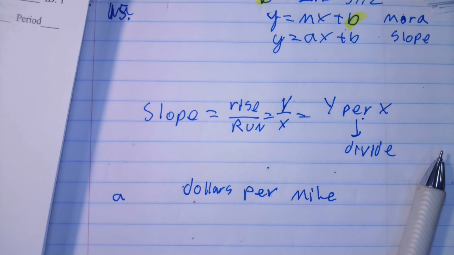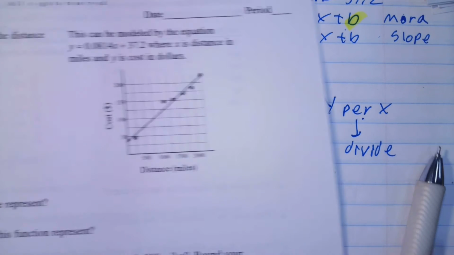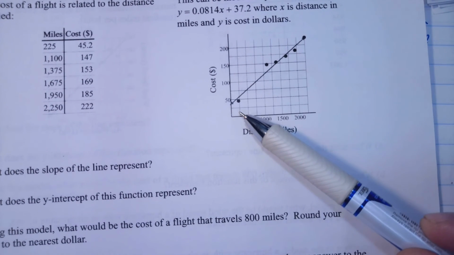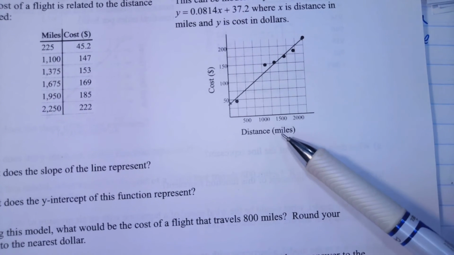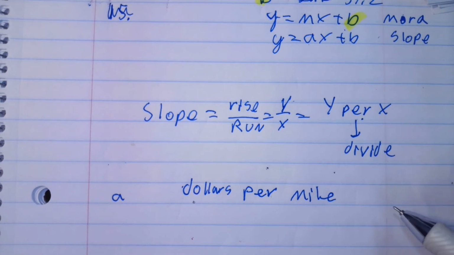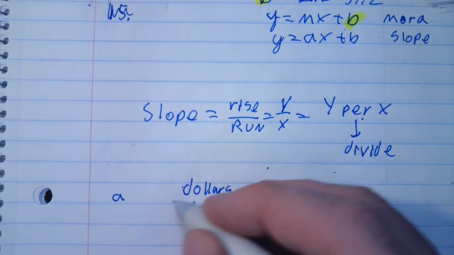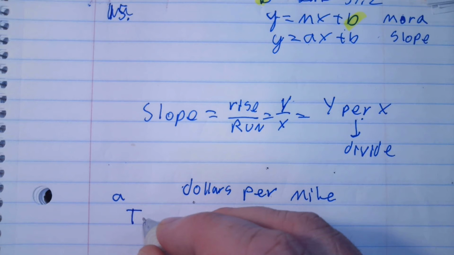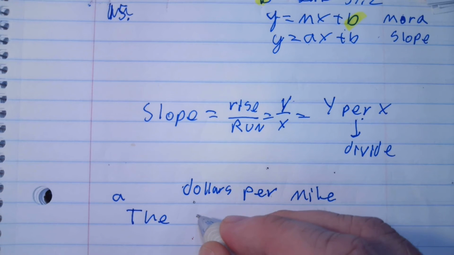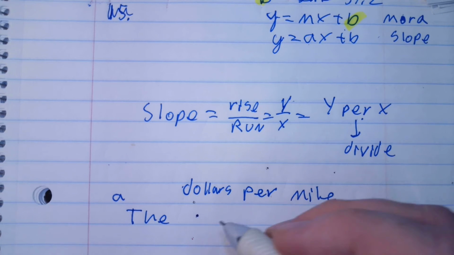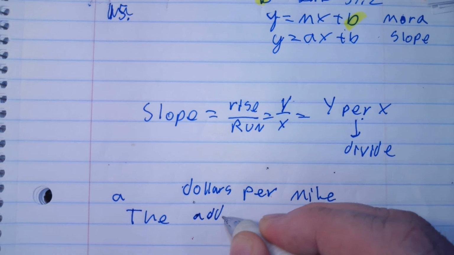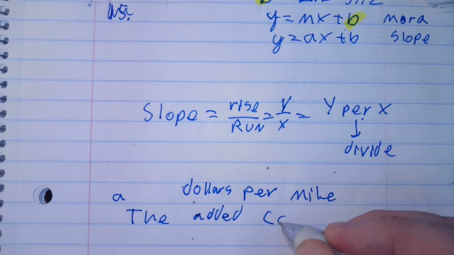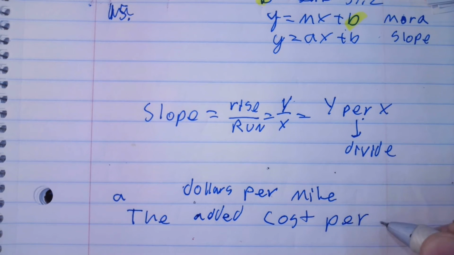And so we're going to make this a little prettier than just dollars per mile. What do we think is going to happen to the cost? Is the cost going to go up the more miles we drive? So maybe we might write something like, in a sentence, because that's ugly, we might say the slope represents the added cost per mile. Maybe that sounds better.